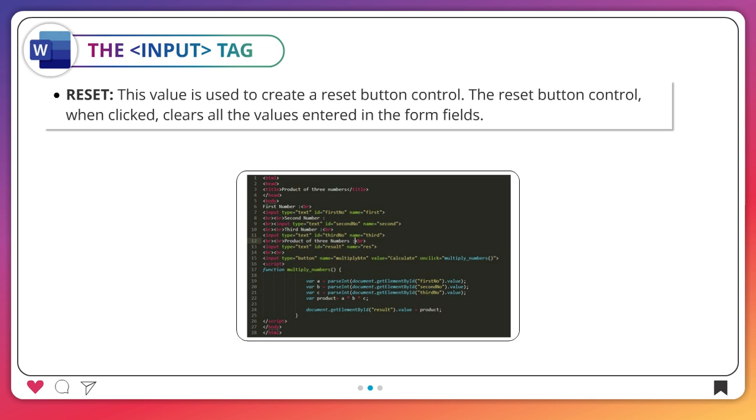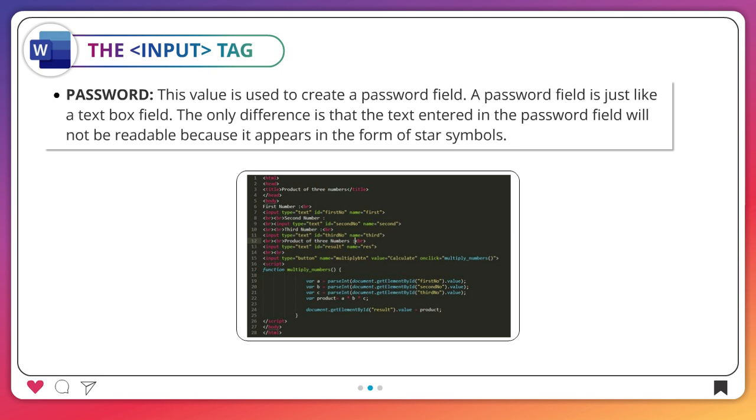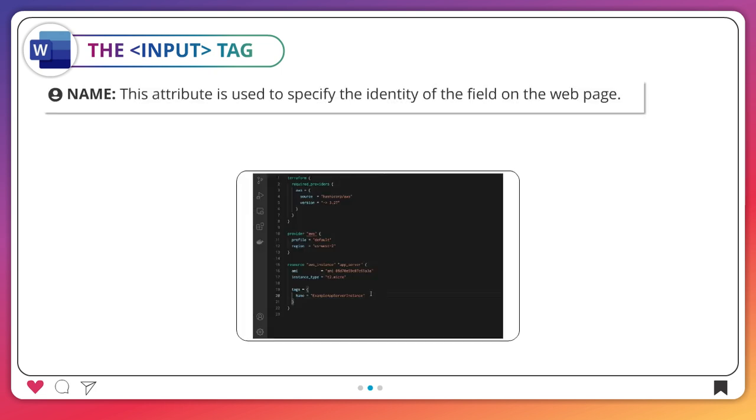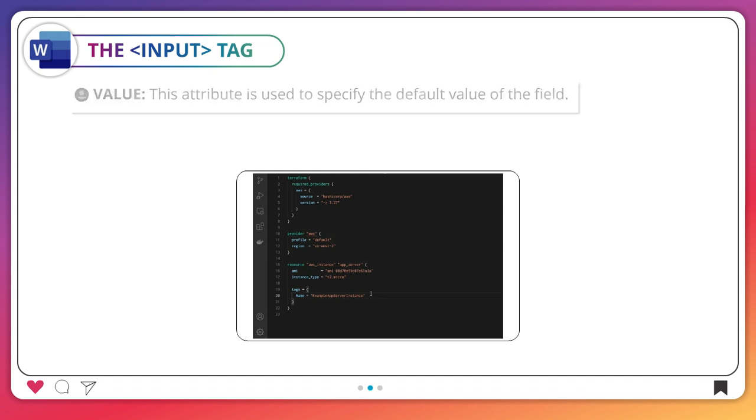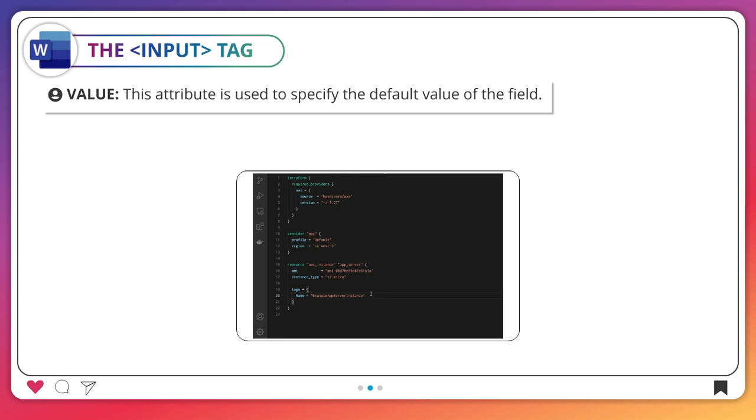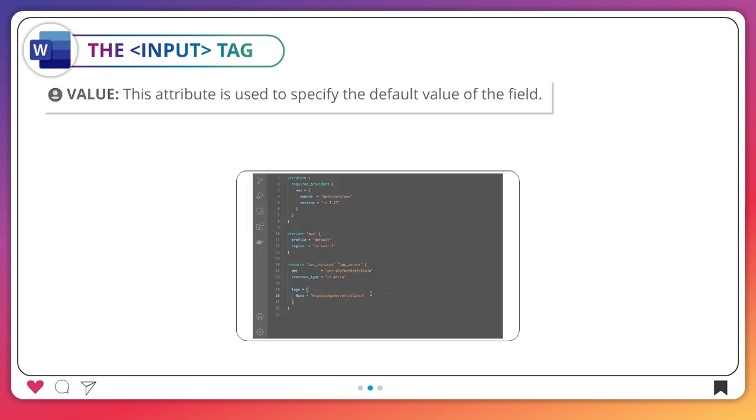Reset. This value is used to create a reset button control. The reset button control, when clicked, clears all the values entered in the form fields. Password. This value is used to create a password field. A password field is just like a text box field. The only difference is that the text entered in the password field will not be readable because it appears in the form of star symbols. Name. This attribute is used to specify the identity of the field on the web page. Value. This attribute is used to specify the default value of the field.